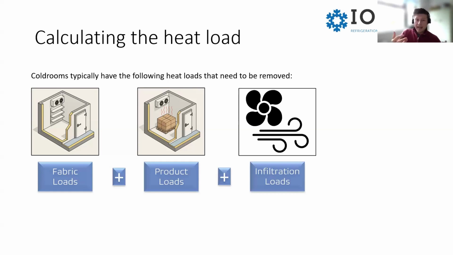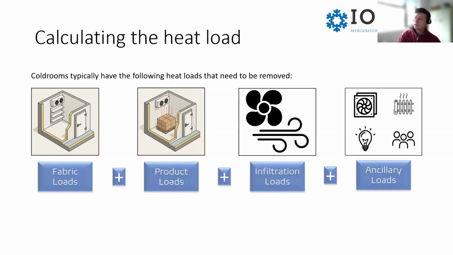Infiltration load, so that is the air that enters the space. So air outside is normally warmer and more moist than the room air inside the cold room, so it's going to add heat to that space when the door opens. We need to take that out as well. And then ancillary loads, so that is, for example, any people who work inside the room or enter it, lighting. We also have our evaporator loads there. We have our evaporator fans and our defrost heaters. And then you also may have machinery inside as well. If it's a large cold store space, you might have forklift trucks operating, conveyor belts, etc.